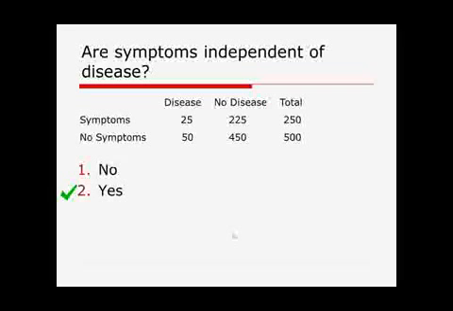Are symptoms and disease independent? So what we have to do is check. Let's look at people who do have symptoms. That's the first row of the table. What's the probability they have disease? Well, that would be 25 out of 250, or 10%.